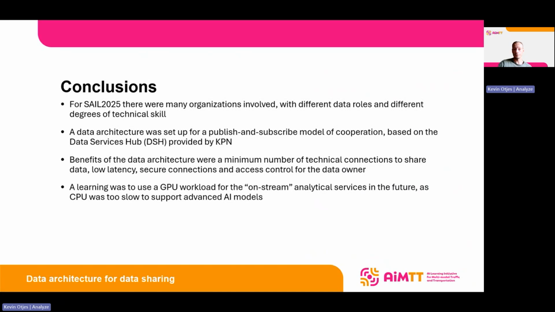And one of our learnings was to use the GPU workload for on-stream analytical services, such as complex AI, because CPU was sometimes too slow to support the advanced AI models. But otherwise, we were happy with the choice we made and had a lot of benefits from that, allowing us to have a lot of information products delivered in a very short time.